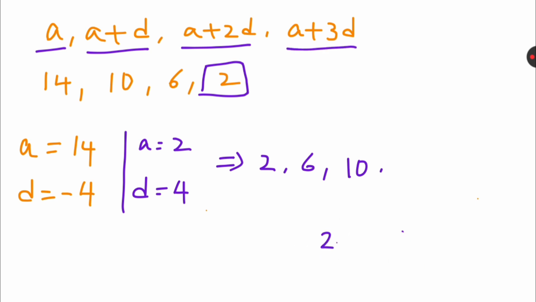The last is a plus 3d. So a is 2 plus 3 times d, which is 4. So 3 times 4 is 12, and 12 plus 2 is 14. Among these, 2 is the smallest number. So in both cases, the smallest number is 2. So this is our first method. Now I will show you the second method.